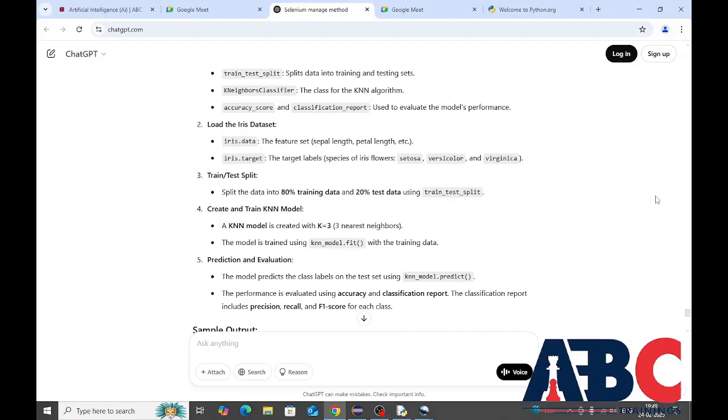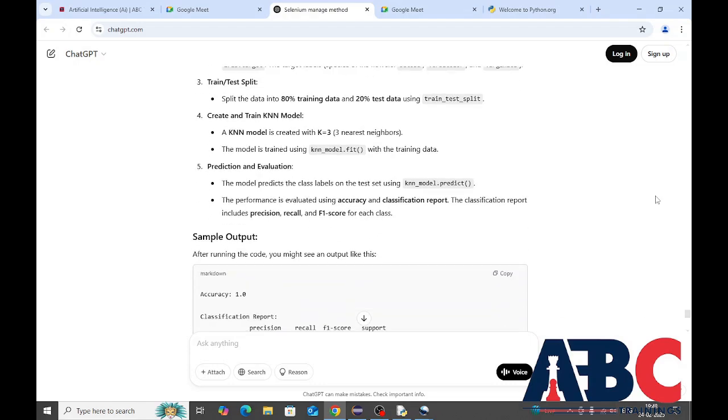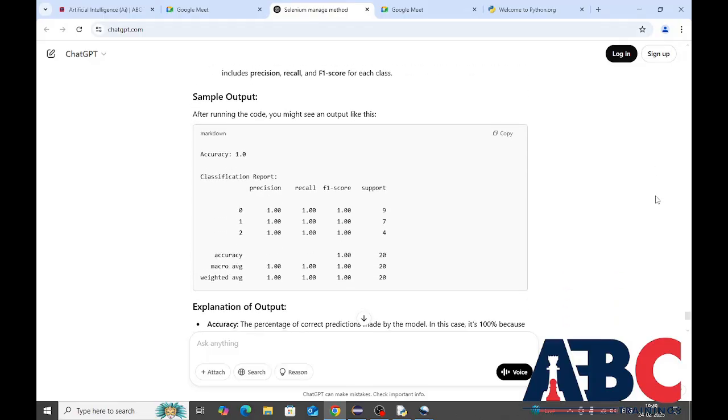Train-test split the data into 80% training data and 20% test data using train_test_split. A KNN model is created with K equal to 3 nearest neighbors. The model is trained using knn_model.fit with the training data. The model predicts the class labels on the test set using the knn_model.predict method. The performance is evaluated using accuracy and the classification report. The classification report includes precision, recall and F1 score for each class.